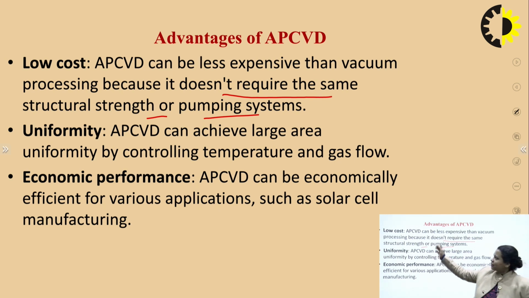Next, first one is low cost, second one is uniformity, and then we have economic performance. Economic performance means that APCVD can be economically efficient for various applications such as solar cell manufacturing. For solar cell manufacturing, this APCVD is quite applicable, and we can utilize it due to its low cost and its uniform layer structure.